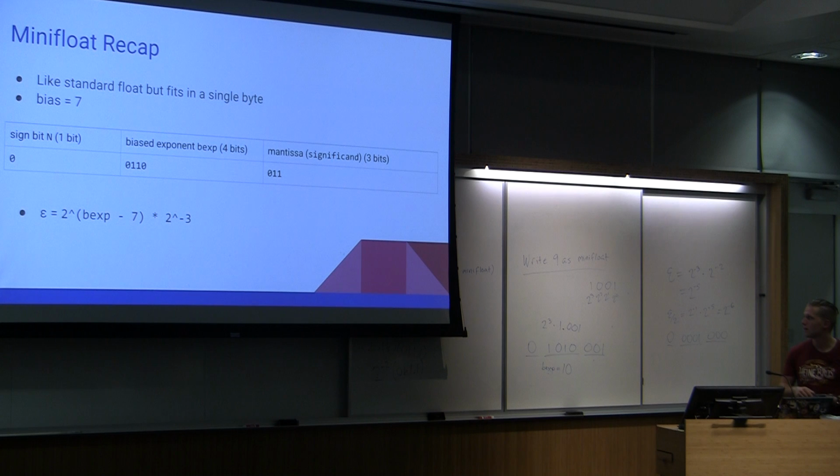Just remember that the mini float bias is 7, and the normal floating point bias is 127. And then there's the formula for epsilon, where you find the value of the least significant digit in the significand, and you scale it by the exponent of the float.